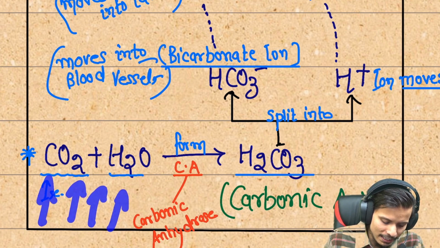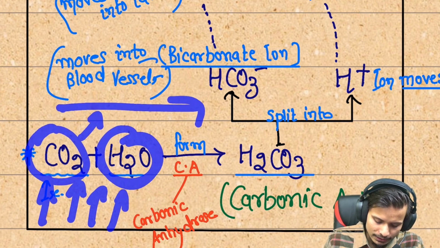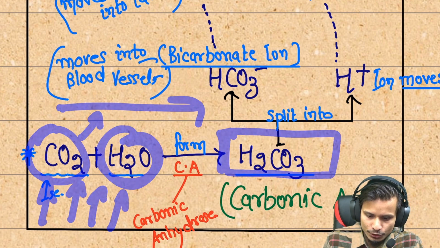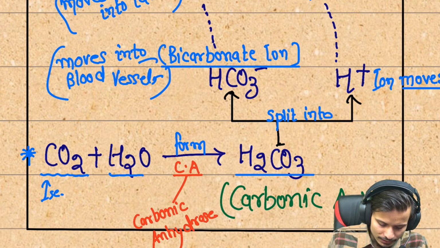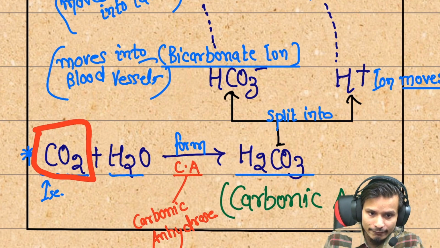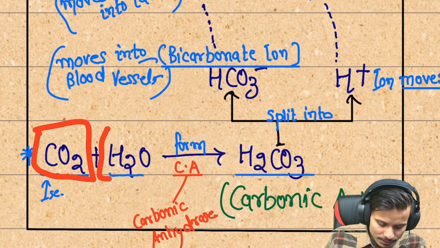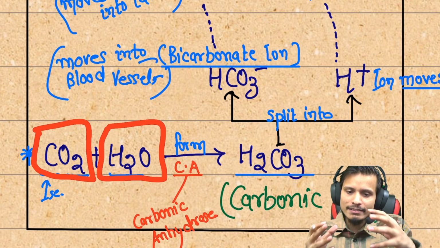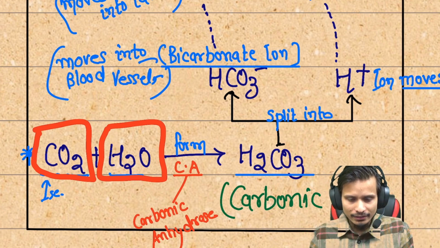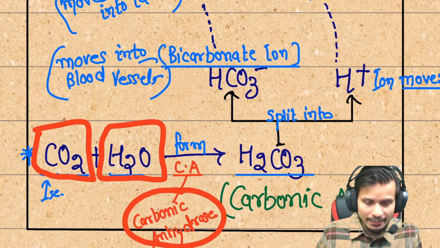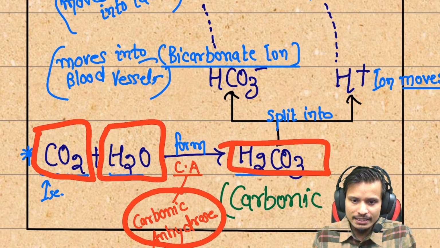This CO2 is going to combine with H2O, and they form H2CO3. This H2CO3 is called carbonic acid. It means this CO2 is present in each and every cell from their metabolic action, and H2O is also present in each and every cell. So the parietal cells also have CO2 and H2O. This CO2 and H2O combine together in the presence of a special enzyme, that is CA, carbonic anhydrase enzyme, and they form H2CO3, that is carbonic acid.